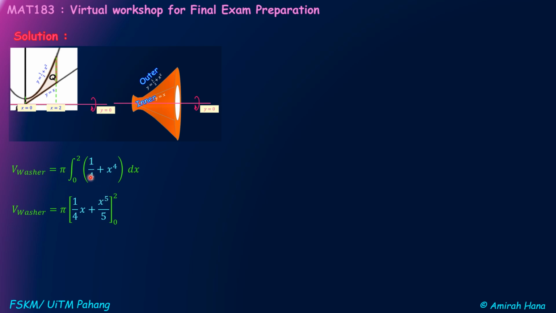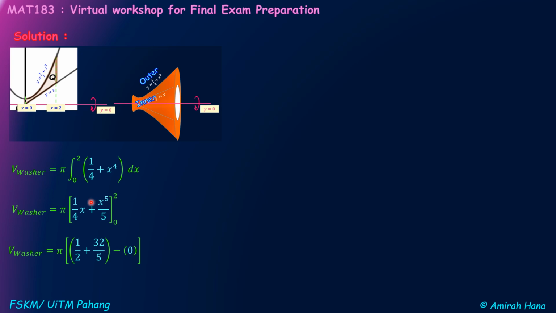We integrate 1 over 4 with respect to x, we get 1 over 4x. And then plus, integrate x to the power of 4 with respect to x using the power rule, we get x to the power of 5 over 5. From here, we have a definite integral, so no need to put plus c at the back. But we need to use a square bracket with lower and upper limits. Alright? And then from here, we just substitute the upper limit first into variable x, and in between must be minus, and then we substitute the lower limit into variable x. Okay? We still have the constant pi outside here.